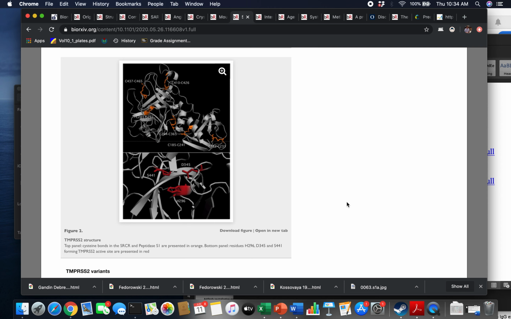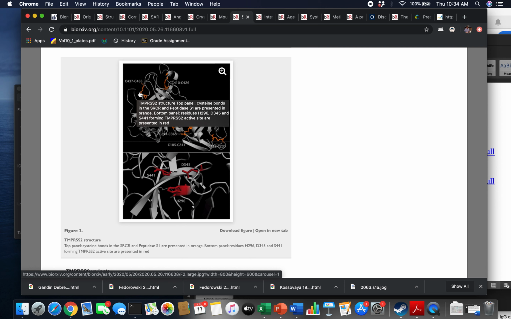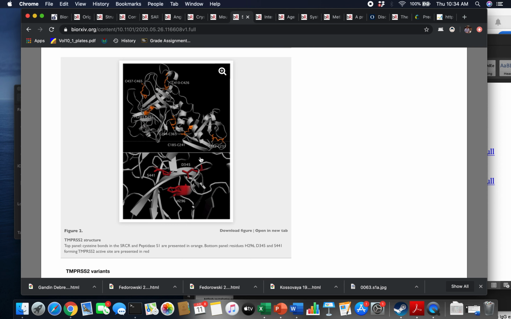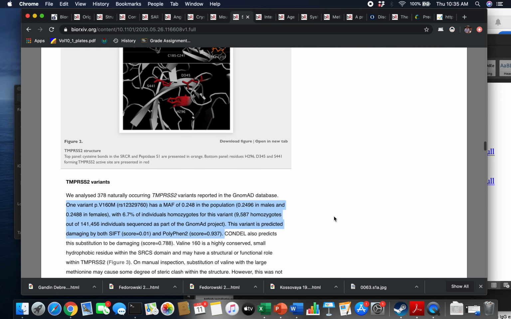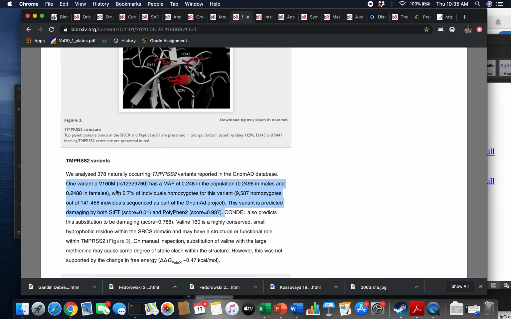But the best part about this paper is they look at human variants. So there are a lot of people walking around out there with different changes to TMPRSS2. And they're looking at these things and running predictions based on what we know about similar proteins. What would these mutations do? Well, it turns out most of these mutations, one of which is very common.